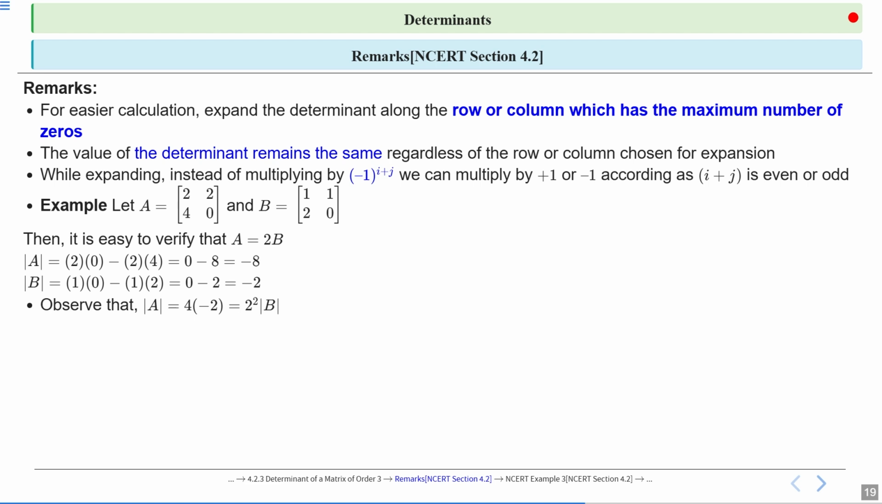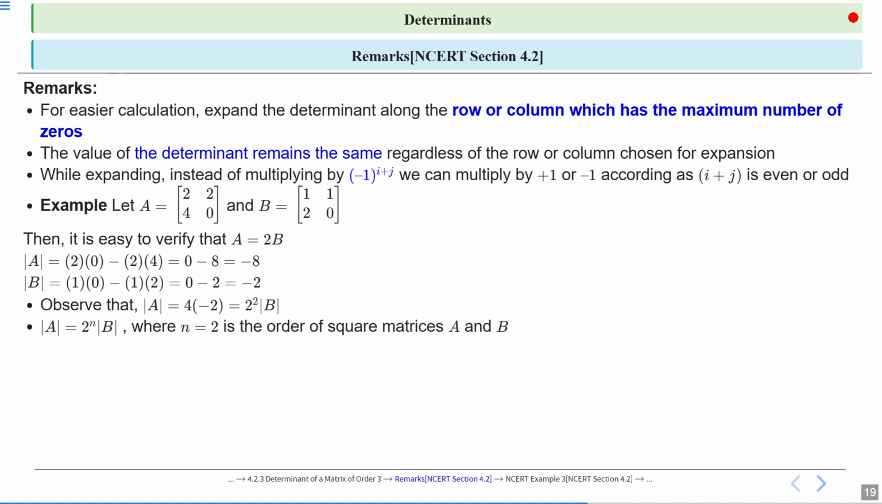Okay. So we can write determinant of A as 4 into minus 2, and 4 is 2 to the power 2, 2 squared, and minus 2 is determinant of B. So we write determinant of A as 2 squared times determinant of B. So if a matrix A can be written as 2B, then determinant of matrix A is equal to 2 to the power n into determinant of B, where n, which is 2, is the order of the square matrices A and B.